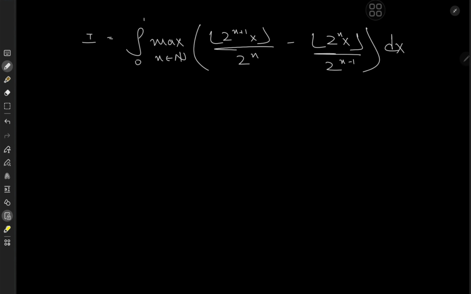Hello, folks. Today we have an integral that looks quite daunting. This is the integral from 0 to 1 of the max over the positive integers n, or natural numbers n, of the floor of 2 to the n plus 1 times x over 2 to the n, minus the floor of 2 to the n times x over 2 to the n minus 1. Okay, cool. That is indeed fascinating.